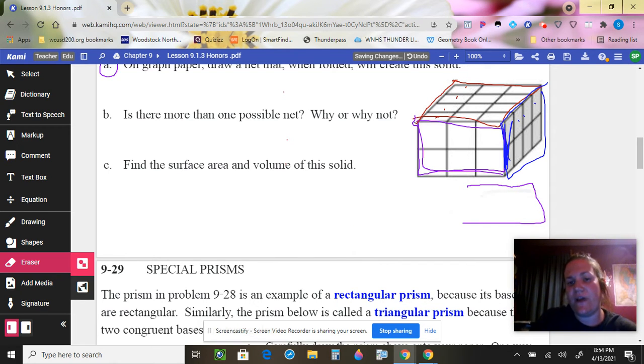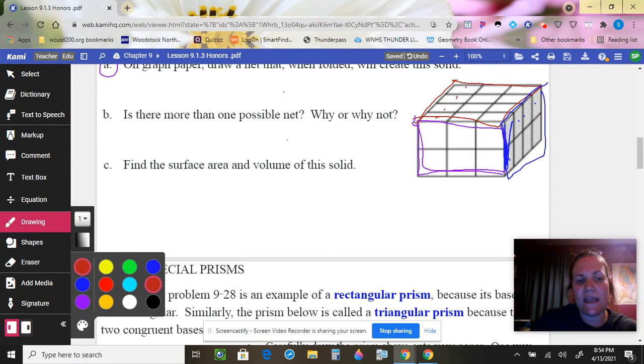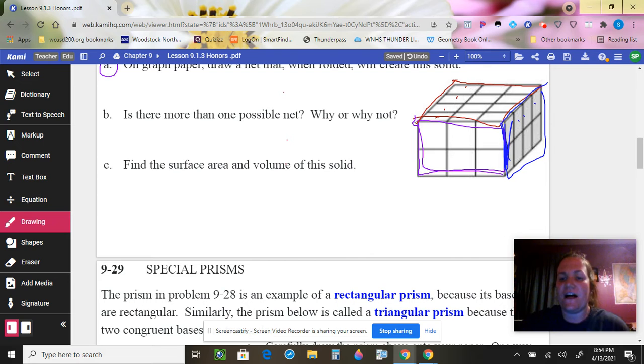So the surface area, you guys, again, is like if I were to color it. So why don't you guys take a second and try and find the surface area and the volume of this prism. So I'm going to give you guys just like a minute to try and figure out the surface area and the volume of this prism. That was probably more like 30 seconds.